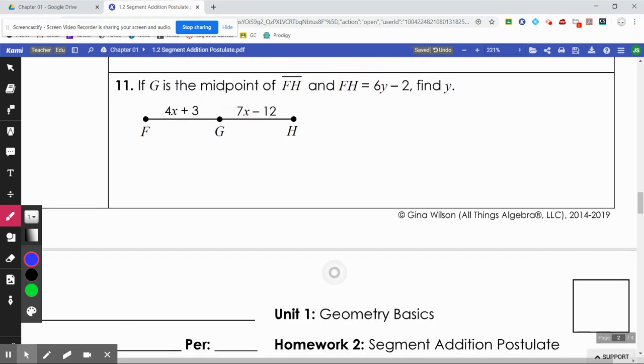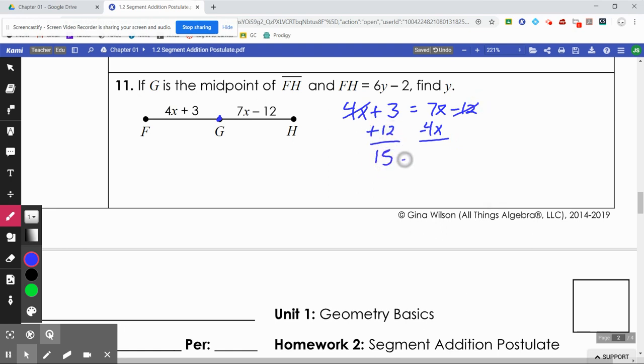Another one says G is the midpoint. So that means without even reading anything else, 4x minus 3 and 7x minus 12 have to be equal. Let me move 4x by subtracting. Let's move minus 12 by adding. 15 is equal to 3x. Divide by 3, it gives you x is 5. So let's go ahead and plug those in. 4 times 5 is 20 plus 3. So the distance from F to G is 23. 7 times 5 is 35 minus 12. You already know what's going to be 23.